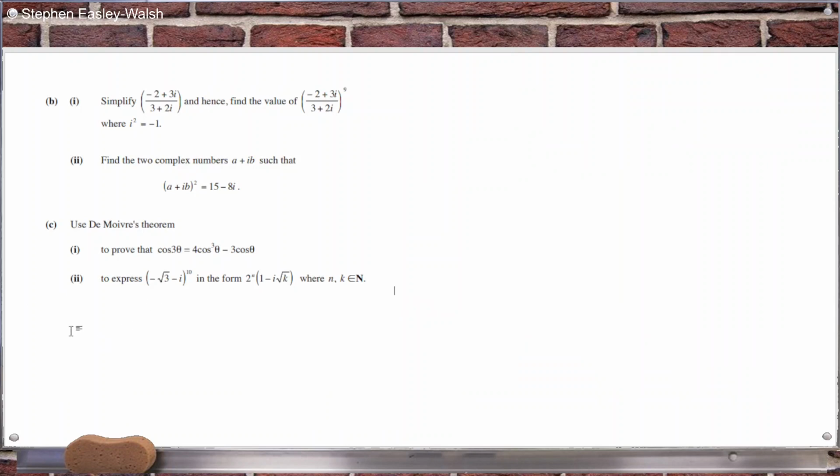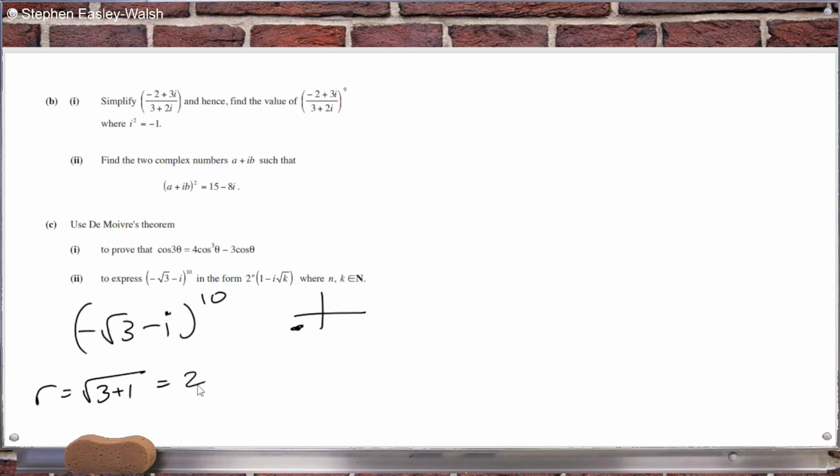So finally, we just want to simplify minus root 3 minus i, power 10. So that's in the third quadrant here. So the modulus here would be root 3 plus 1, which is 2. And then tan theta is 1 over root 3. So let's see what the tan is there. That's 30 degrees, but we want to be in the third quadrant, so we need to add 180 to it. So that means theta is 210.